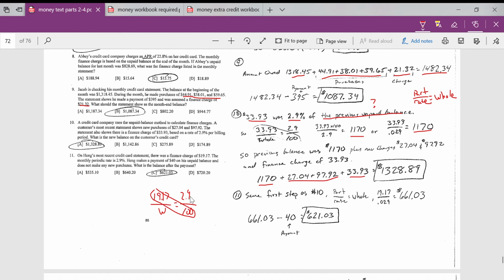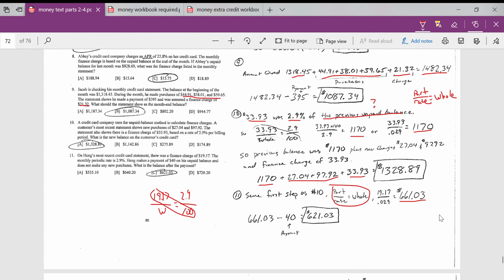Or the other method, I use the percent variation of the percent equation. Part divided by the rate, 0.029. Either way you do this, you're going to get this unpaid balance of $661.03. Now the last problem, there were purchases and the finance charge.